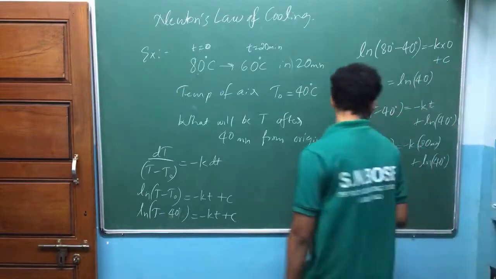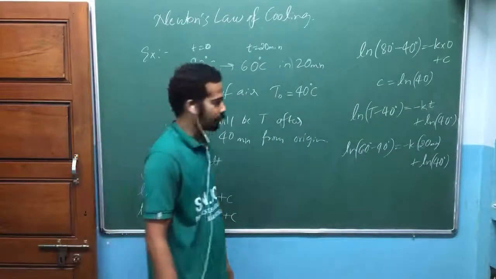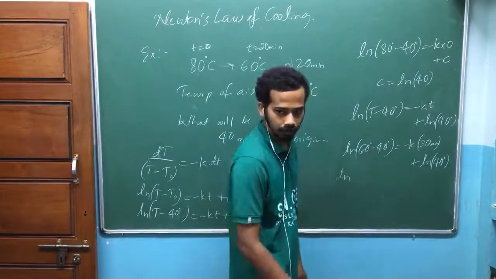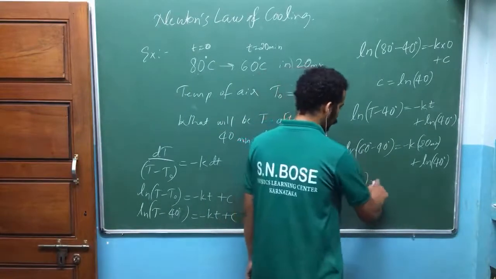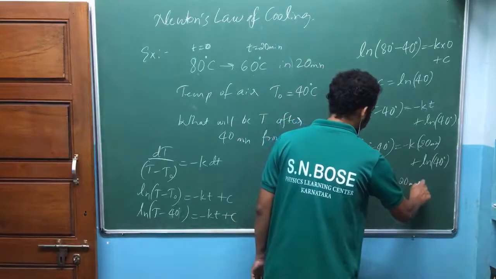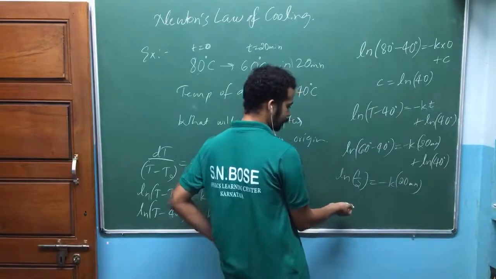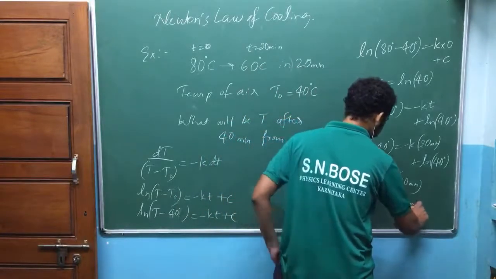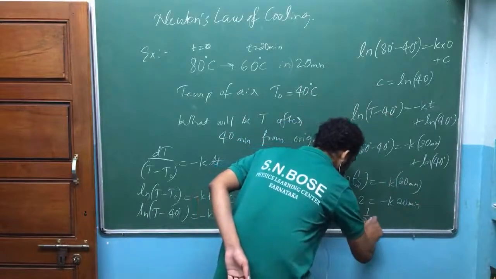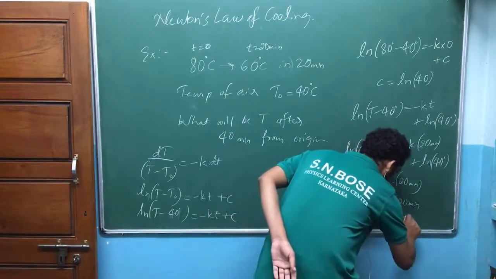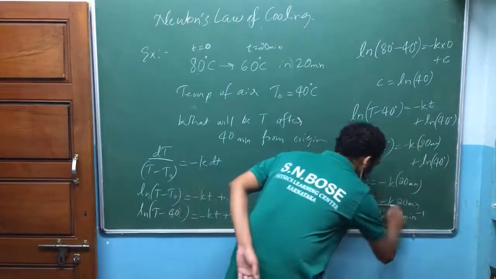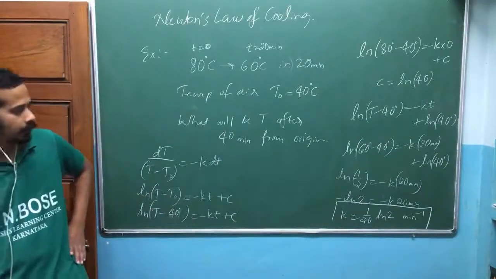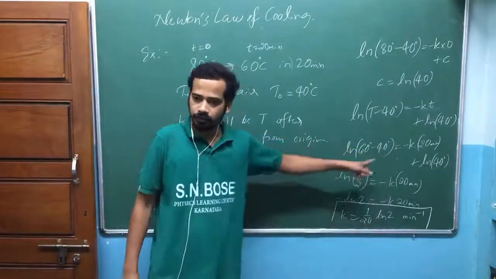Now 60 minus 40 is 20. So log of 20 minus log of 40, which is log of 1 by 2, is equal to minus k into 20 minutes. Is that okay? So I can write that as minus log 2. So k is equal to 1 by 20 log 2 per minute. Log 1 by 2 can be written as log 1 minus log 2, and log 1 is 0.